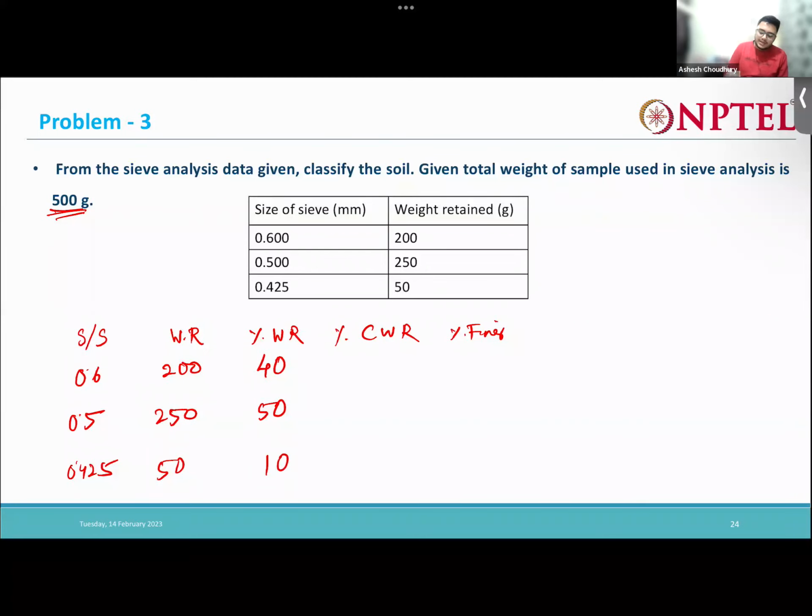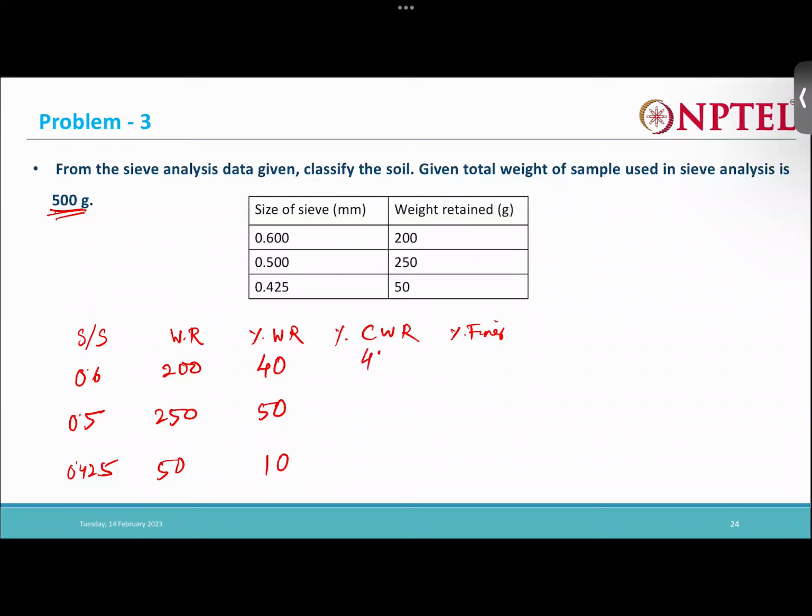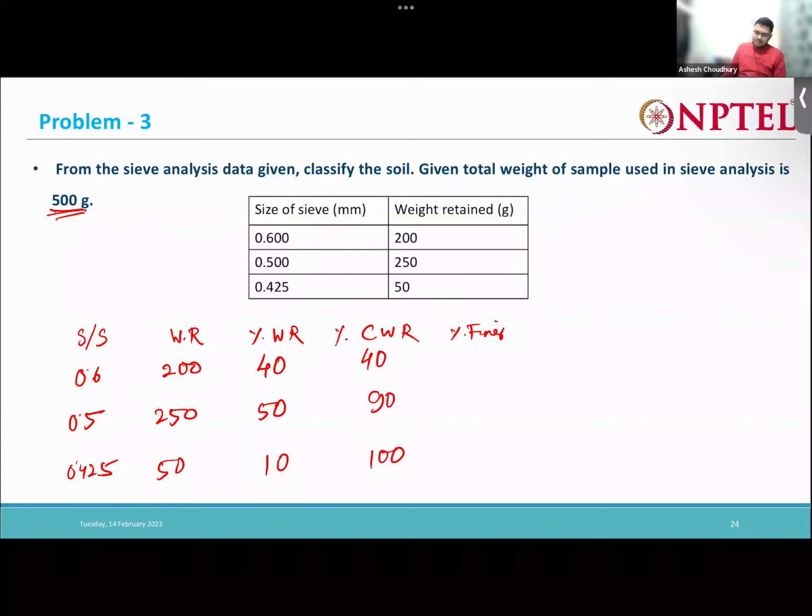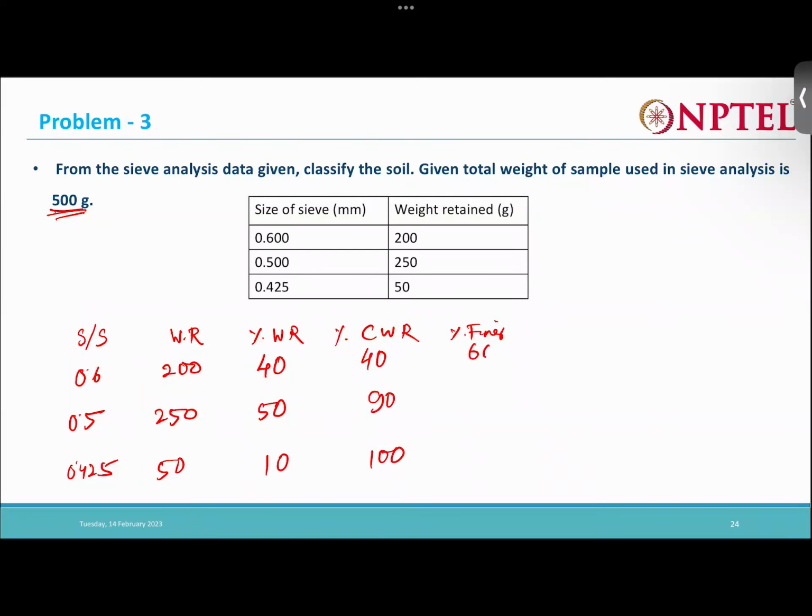So now cumulative percentage weight retained, please tell me. 40, 90, and 100. Done. The percentage finer: 60, 10, and 0. Correct.